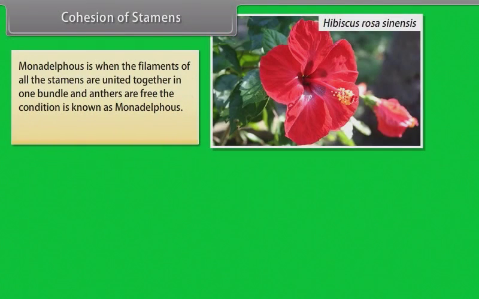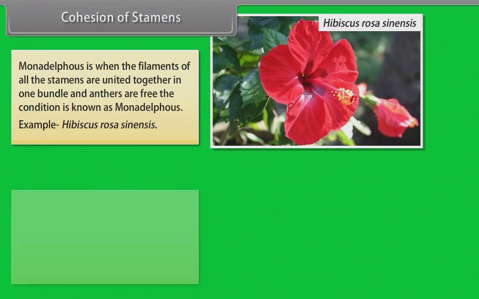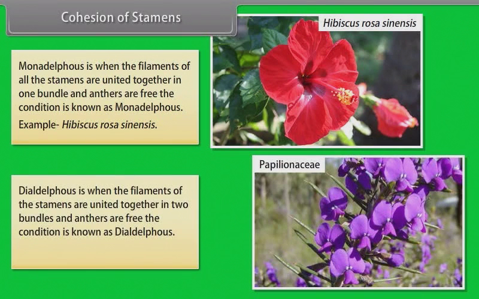Monadelphous is when the filaments of all stamens are united together in one bundle and anthers are free. The condition is known as monadelphous. Example, Hibiscus rosa-sinensis. Didelphous is when the filaments of the stamens are united together in 2 bundles and anthers are free. The condition is known as didelphous. Example, Papilionaceae.